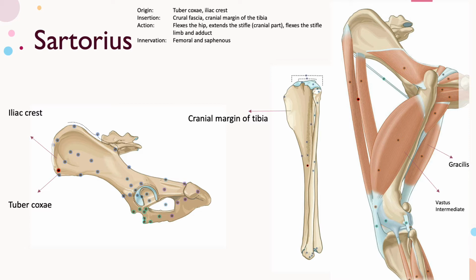In the right hand image you can see the two heads. So the first head, which is the cranial head, you can see is coming from that iliac crest and then down by an aponeurotic attachment onto the crural fascia and the cranial margin of the tibia. And then you can see the slightly more caudal head, which originates from the tuber coxae and is inserting again by aponeurotic attachment down onto the cranial margin of the tibia and the crural fascia. You can also see that the caudal head is slightly more medial, and this is how it allows it, under contraction, to help with bringing the leg into the midline.